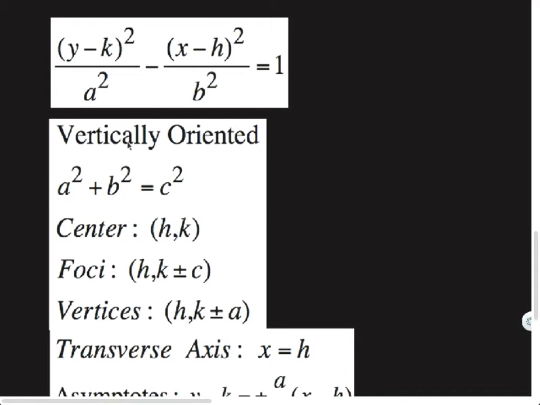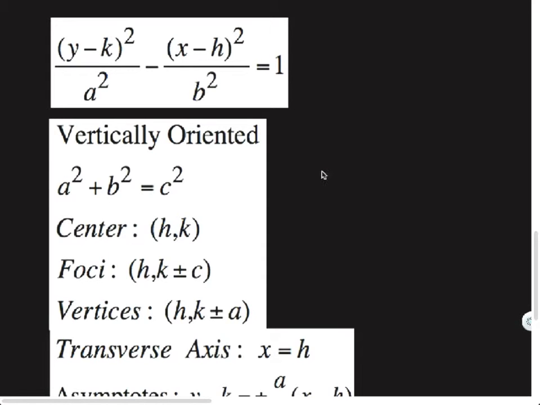Question, comment? Wait, so the standard form? Yeah, just like how for an ellipse we had vertically and horizontally oriented. That was based off of whichever denominator was larger. In this case, it's whichever fraction is positive. So that's what that looks like for starters.